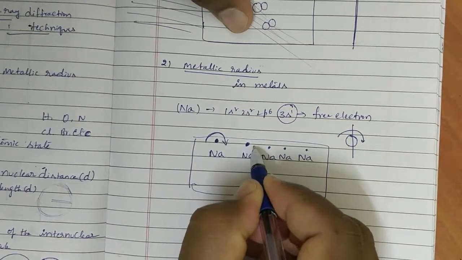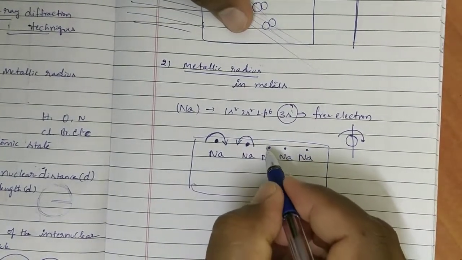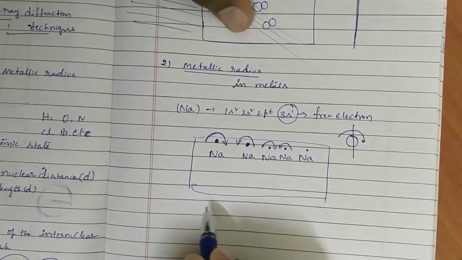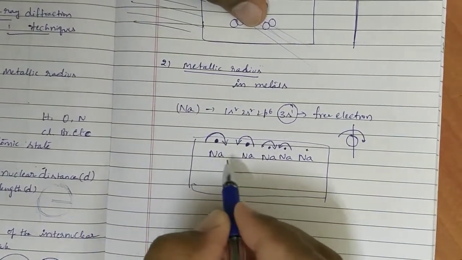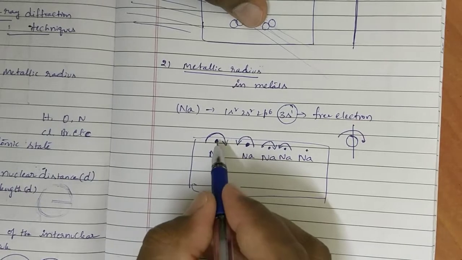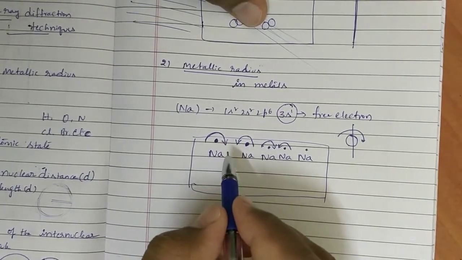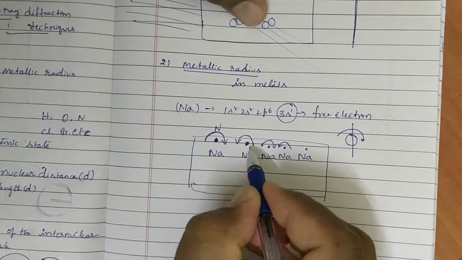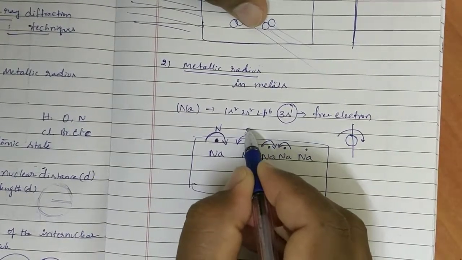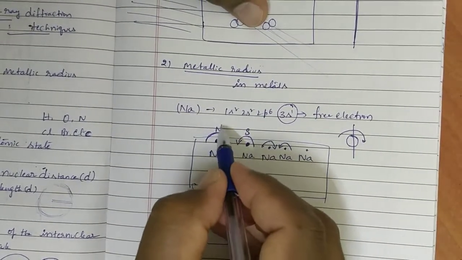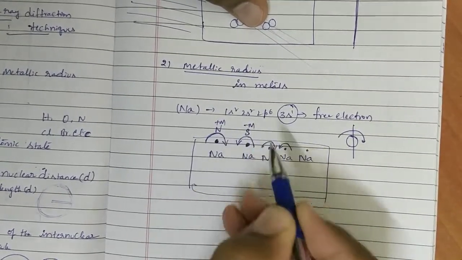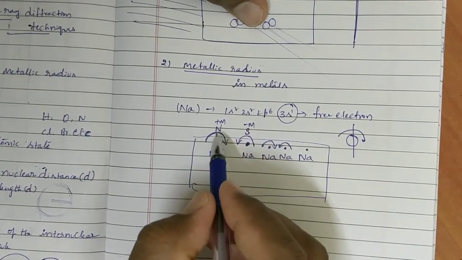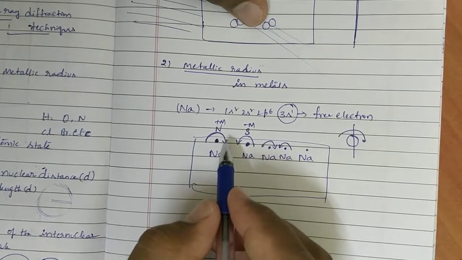Another sodium free electron spins in anti-clockwise direction. This sodium electron spins in clockwise direction and this sodium electron spins in anti-clockwise direction. Like that, nearby sodium atoms maintain their free electron spins in opposite directions. Then this develops some magnetic moment with a north pole, and this develops some magnetic moment with a south pole. For example, I am saying magnetic moment plus m here, and minus m here. Both are in opposite directions, the magnitude is the same. That's why I said simply north pole and south pole, for your understanding purpose only.